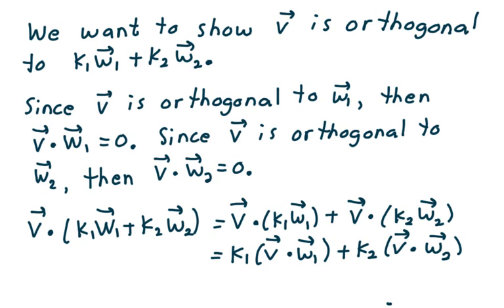But we can distribute the V to each vector within the parentheses, right? And so, in other words, we can write this as the dot product of V and K sub 1 W sub 1 plus the dot product of V and K sub 2 W sub 2. But we can pull the K sub 1 out in front. And so we can write this as K sub 1 times the dot product of V and W sub 1 plus K sub 2 times the dot product of V and W sub 2.